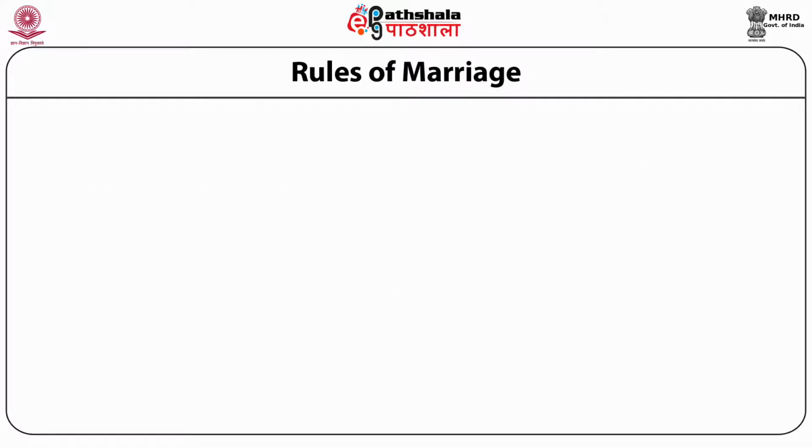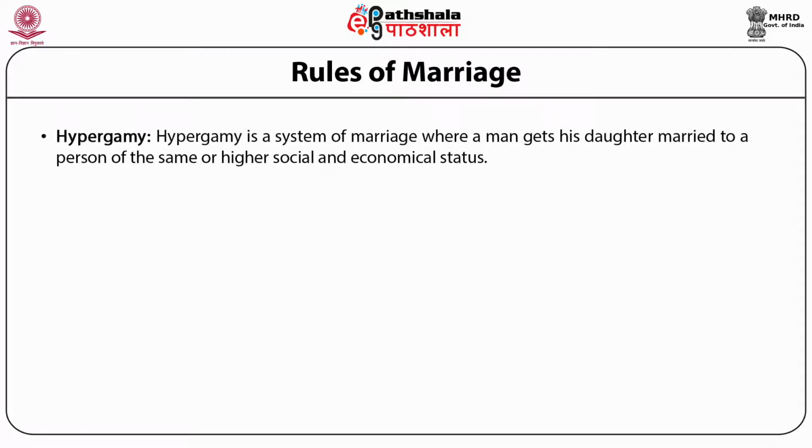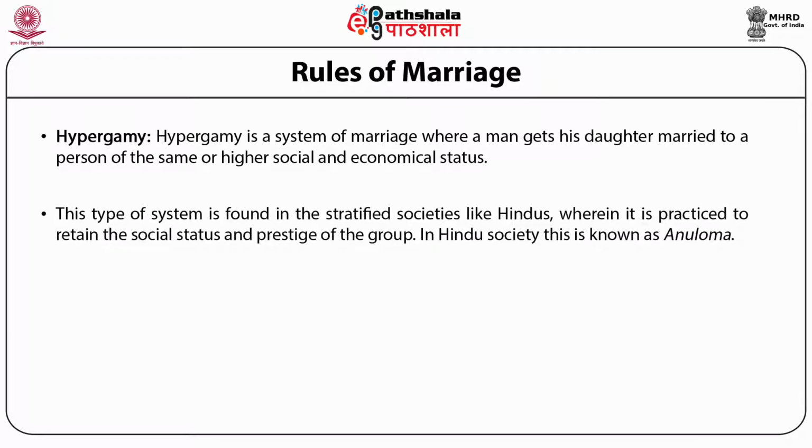Now, let me discuss another form of marriage known as hypergamy and hypogamy. Hypergamy is a system of marriage where a man gets his daughter married to a person of the same or higher social and economic status. This type of system is found in stratified societies like Hindus, wherein it is practiced to retain the social status and prestige of the group. In Hindu society, this is known as anulom.